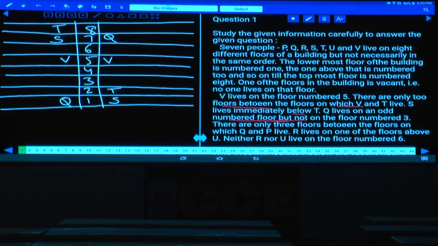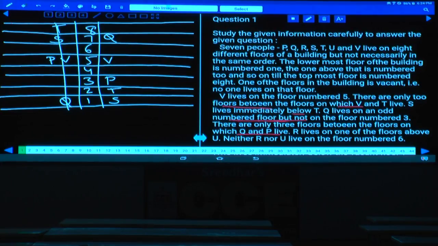There are only 3 floors between the floors on which Q and P live. Between Q and P there must be exactly 3: 1, 2, 3, hence P must be on the 3rd floor. And in the second case, between Q and P there must be exactly 3, hence P and V must be in the same place, which is not possible. The second case is completely ruled out. Now we are left with this one.